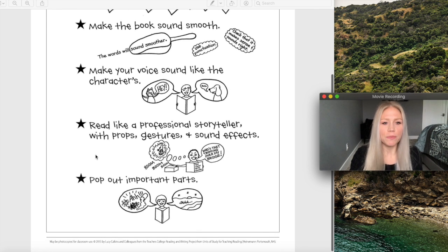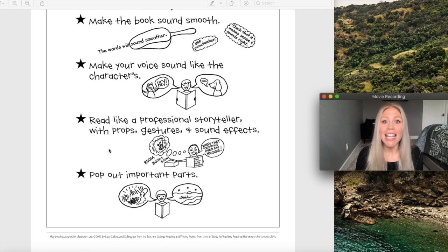And then the next thing, read like a professional storyteller with props, gestures, and sound effects. My students last week, when I was looking at their voice recordings and videos, they did such a great job with adding sound effects to their reading. Boom, if the lightning was striking, something like that. So, really adding to it. And if you want to add props, you may. If you have those at home or if you want to make them, that would be great. I know your teacher or whoever's listening to your recordings would love to see you do that.